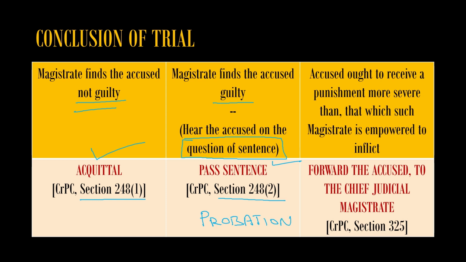Now it is to be noted that the magistrate of the first class has the power to inflict punishment for a term up to 3 years. Now, if the magistrate thinks that the accused ought to receive a punishment more severe than he is empowered to inflict, then the magistrate shall forward the accused to the Chief Judicial Magistrate under CRPC section 325.